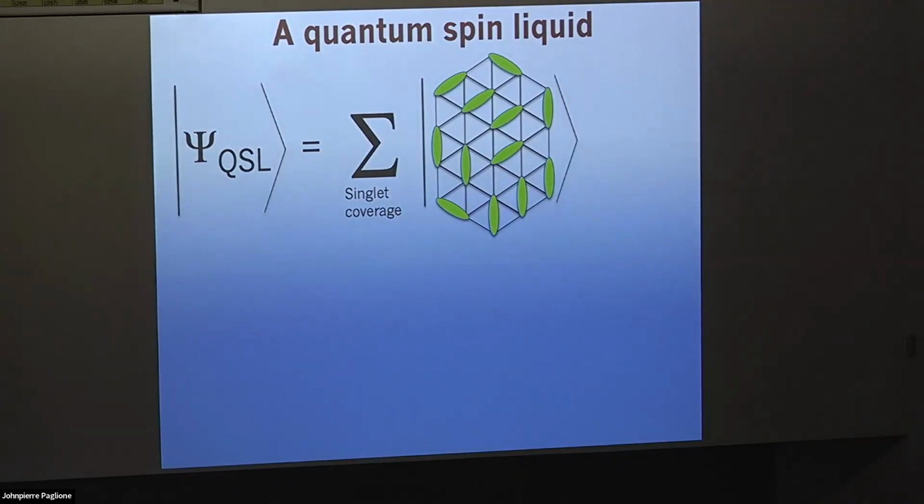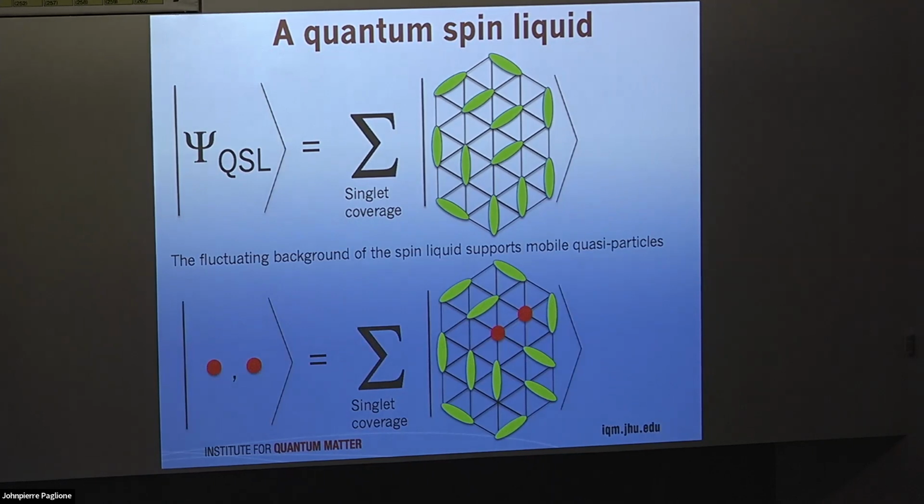So what do we then mean by a quantum spin liquid? Basically, what we need is to again have a coverage of the lattice by singlets, but we need, in fact, to have a superposition of many different ways of forming singlets on the lattice, and we want that to be in a quantum fluctuating state. So the ground state should be a superposition of many of these singlet coverages of the lattice.